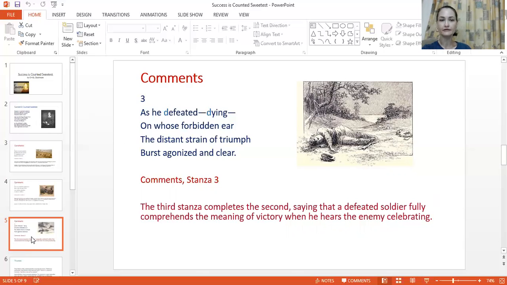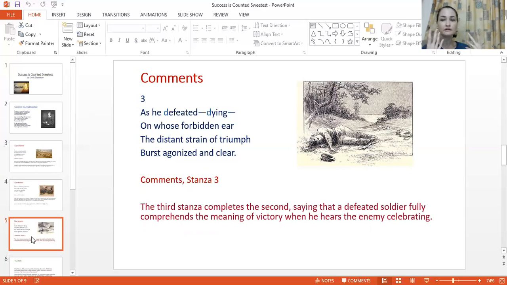Now, why is his ear forbidden? It's quite easy, because he's lying there in the ditch, dying, wounded, and the victorious army is celebrating their victory with the flag on the hill. Then, yes, this poor soldier can hear the distant strain of triumph, victorious cries. But can he participate in these celebrations? Can he be part of this? Obviously not. He is the one who lost in the battle. So these celebrations are forbidden to him. Yes, he can hear the sounds, but he cannot be part of the celebrations, of the activities there.